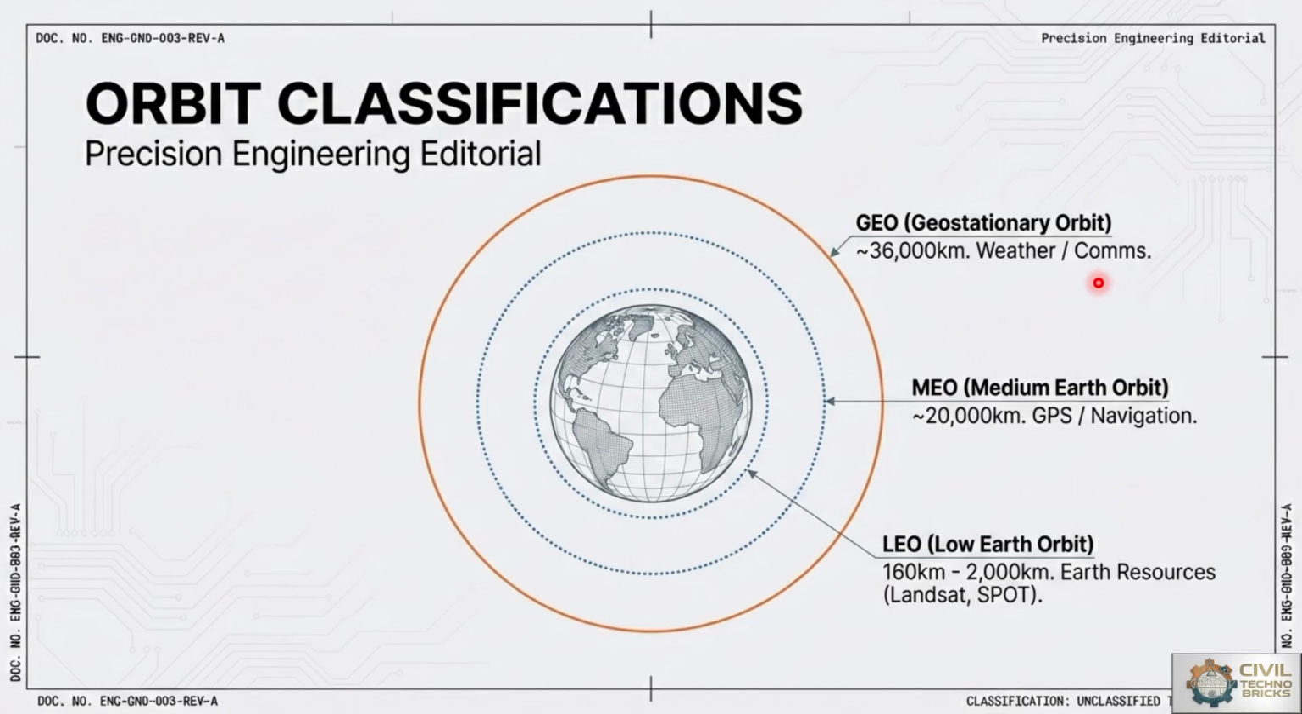geostationary orbits. So here the low Earth orbit satellites generally operate at that altitude, for example Landsat and Spot. These satellites provide high spatial resolution and frequent observation suitable for Earth resource data or study.